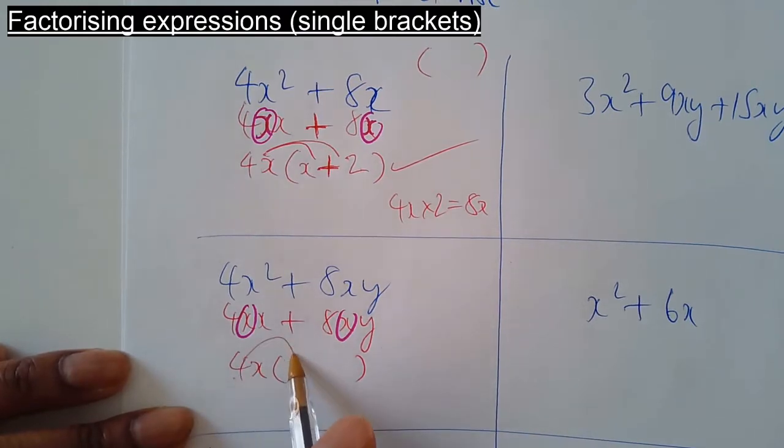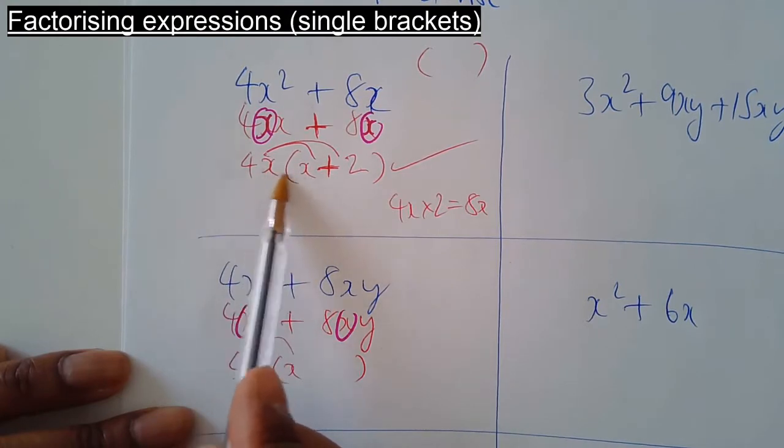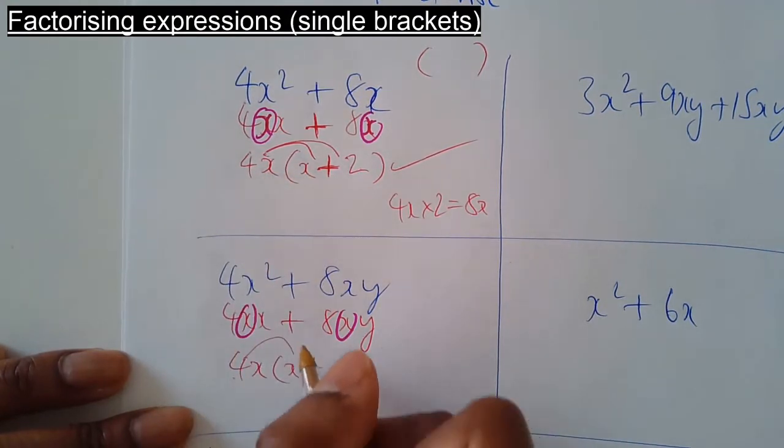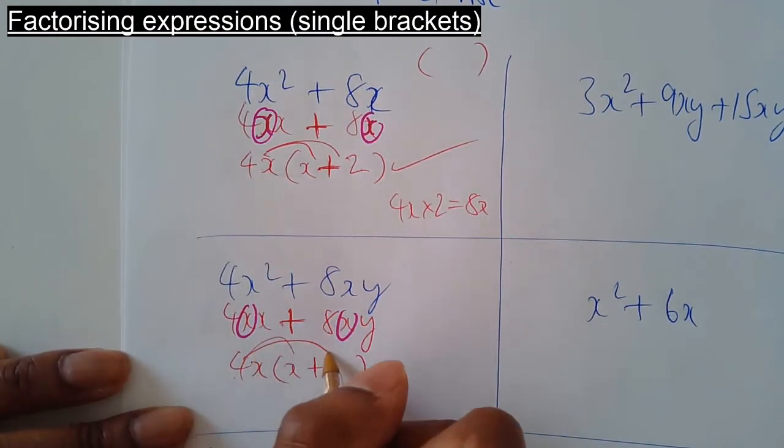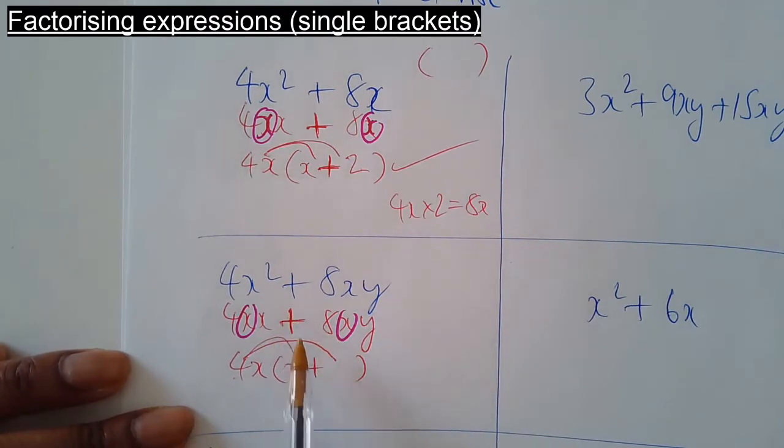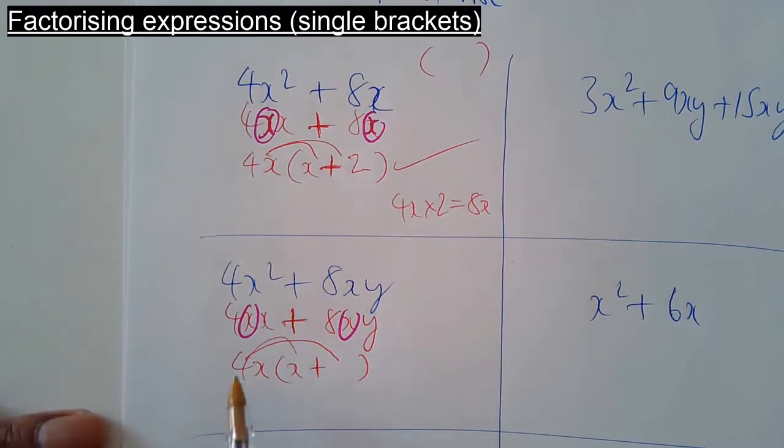4x times something to give me 4xx. Same as the one we just did. Don't forget the plus symbol. Well, it could have been a minus symbol. If they put a minus symbol there, put a minus symbol here. Anyway, 4x times something to give me 8xy. Well, looking at the number parts, 4 times something to give me 8.